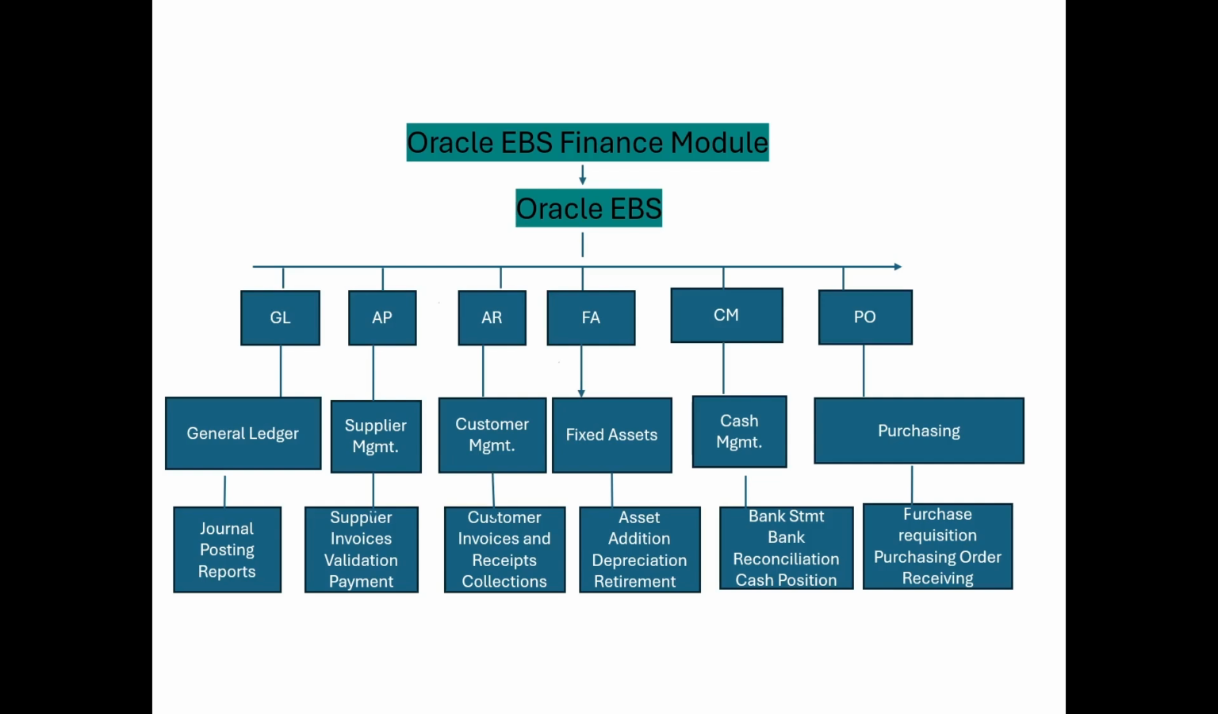I will give you an example. If your company purchases laptops from Dell, AP records the supplier invoice and later processes the payment. So now that we have learned how companies manage supplier invoices and payments, let's move on to Accounts Receivable and see how businesses manage customer invoices and collections. Accounts Receivable is mainly about customer invoices and collections.